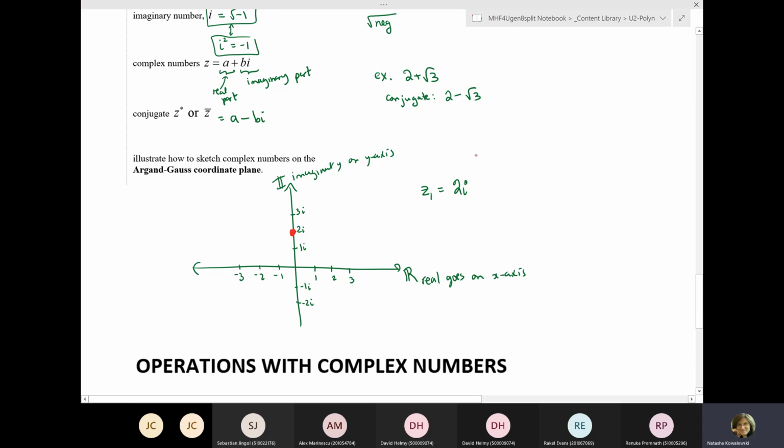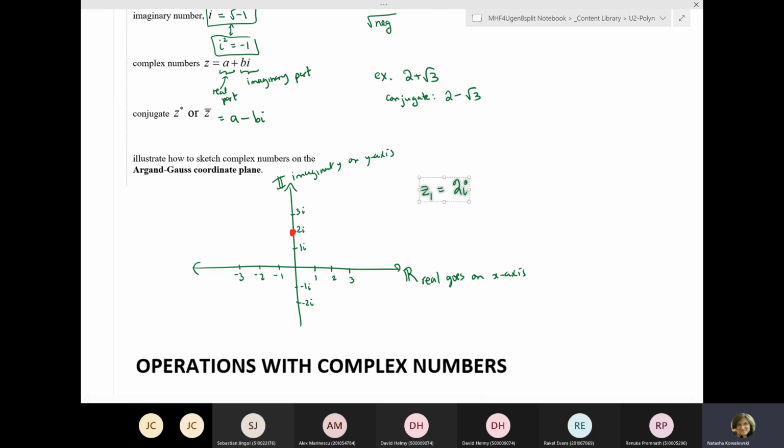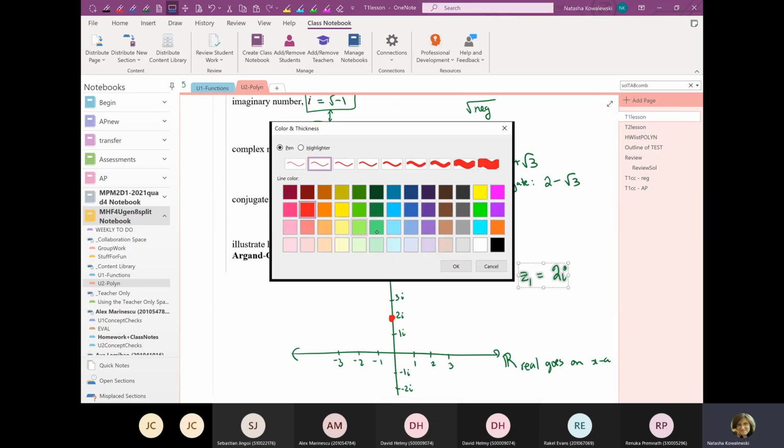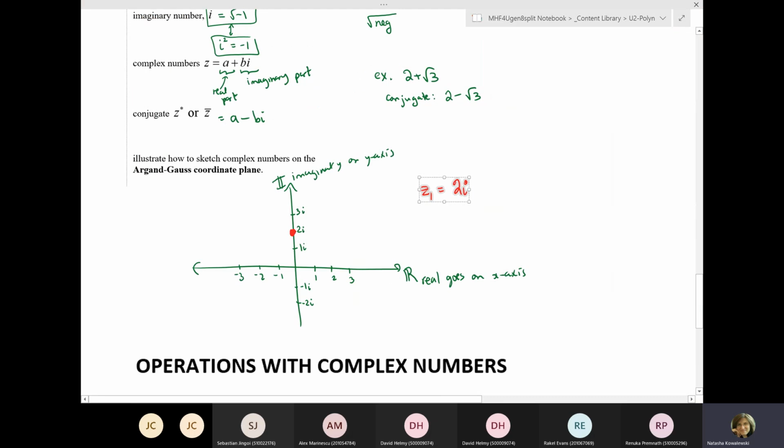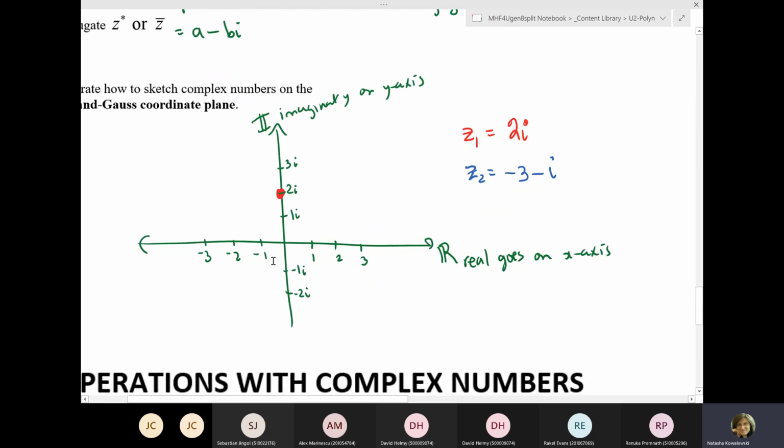If I had, let me change the color so I can go over with a little legend. Can I change color? Color to red. Here we go. And let's do a blue one. So z2, if I had, let's say, -3 minus i, what would that look like? Well, you go -3 on the x-axis and -1 on the y over here. This is the point z2.